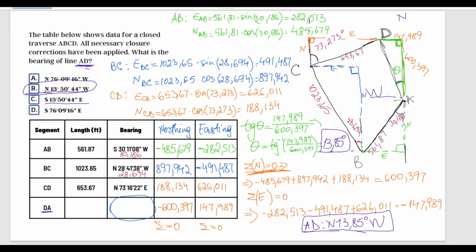It was a little bit more work, but I guess if you don't have to write this thing down, just do cosine sine of each. And then we used also the property of the fact that the sum of latitudes equals 0 in a perfectly closed traverse, and the sum of departures is 0. And then we found latitude and departure for line AD. And from there, we calculated the angle theta by applying the tangent property in a right triangle. Great, let's move to the next problem.